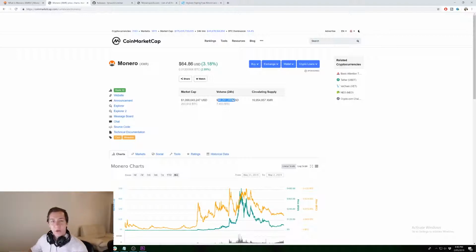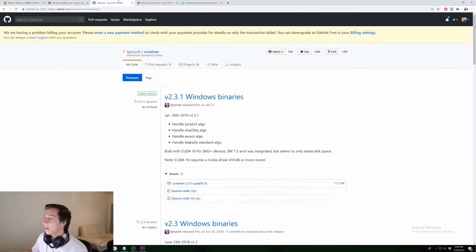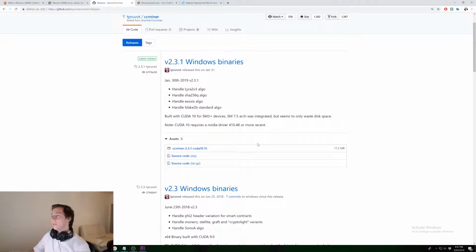Okay, so now let's talk a little bit about how you can actually mine Monero, and let's just jump straight into that now. So basically, you're going to want to work out, first of all, are you mining on NVIDIA or are you mining on an ATI graphics card? I'm personally on NVIDIA, so I'm going to want to download CCminer, and if you're using an AMD ATI graphics card, you're going to want to download sgminer, and I'm going to add links in the description to all of these pieces of software so it's easy for you to find.